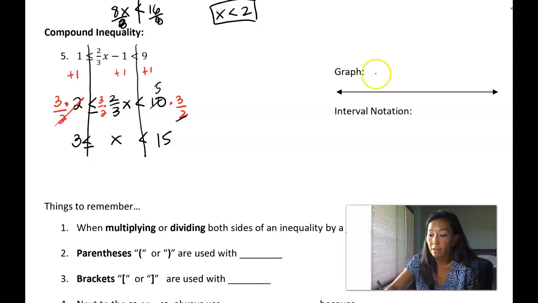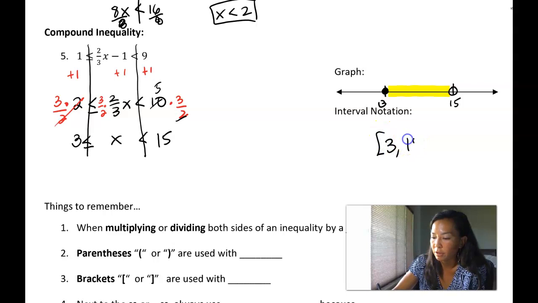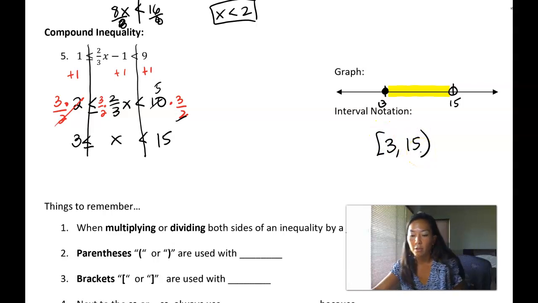How do we graph that? If you can remember, you throw these two ends on the graph, 3 and 15. Then you look at your symbol. So can be equal to, you draw it in, and it cannot be, you make an open circle. And it's all the values in between. Now, same thing for the interval notation. You take the 3 and the 15, and you put them up there.